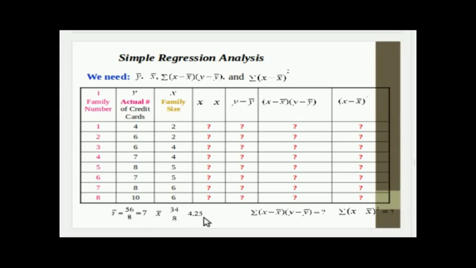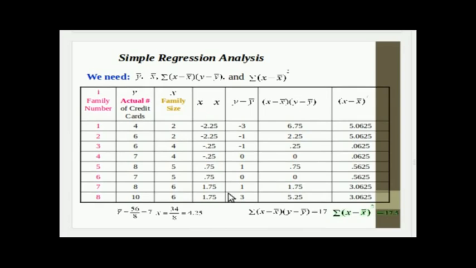Now next is x mean. X mean is the sum of the family sizes divided by the total number of families in the sample population, and it is equal to 4.25. Next we will subtract the value. So we calculate the difference between each x and the average value of x.